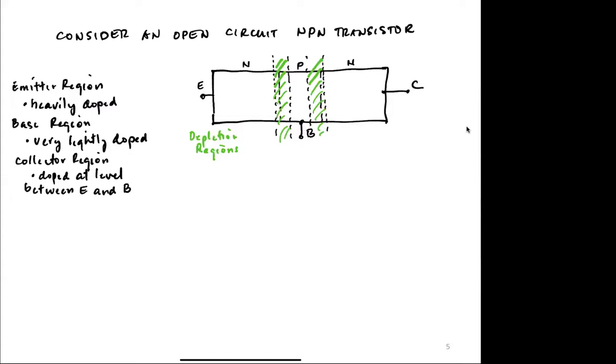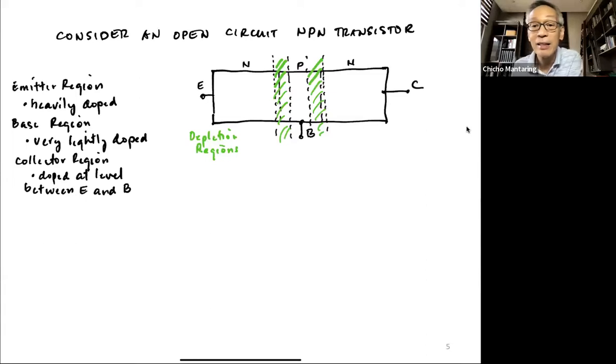Because of how the regions are doped, sir. Yes, exactly. The base region is very lightly doped. Very good. Because of how the regions are doped, if your base region is very lightly doped, that means you need a bigger area for the holes here to neutralize the electrons here. The same reason here. If this is very lightly doped, you need a bigger area for the holes here to neutralize the electrons there.